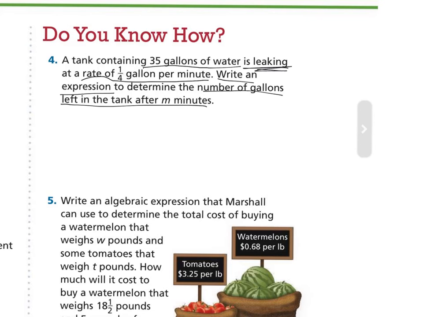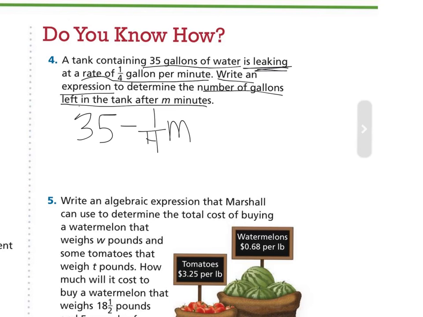So our expression on this one, we are starting with 35 gallons. It's leaking, so we're losing water, so we're going to subtract 1/4 of a gallon times however many minutes. So 35 minus 1/4 M would be our expression there.